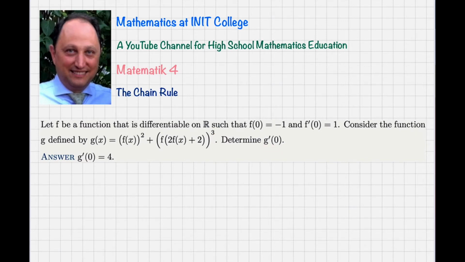I recommend you to pause the video at this point and first try to solve the problem yourself. If you do everything correctly, the answer that you will get at the end should be g prime of 0 is equal to 4. Okay, now let us solve this problem.